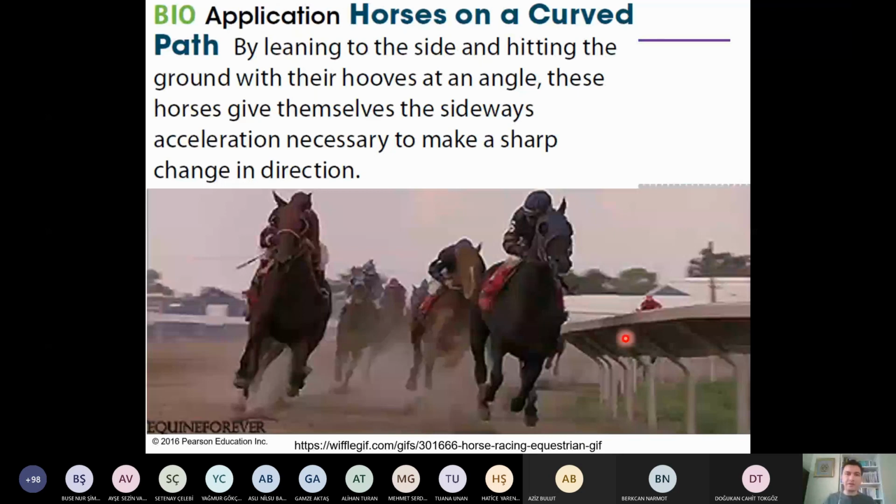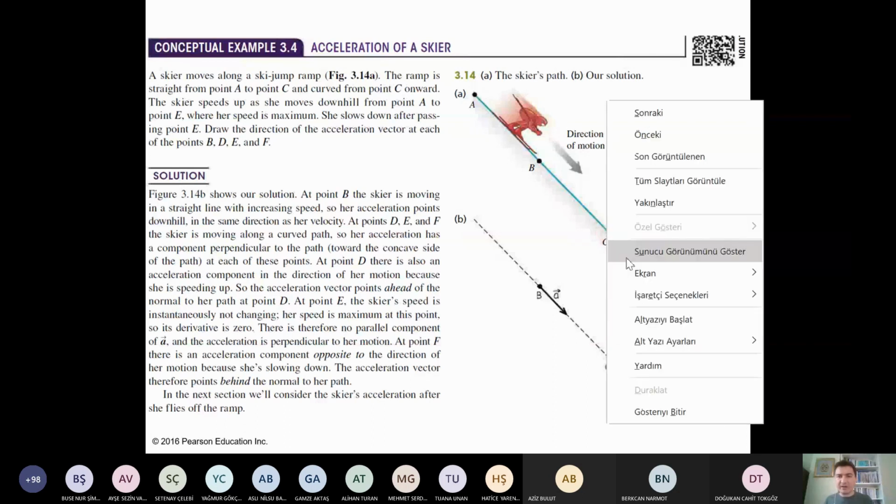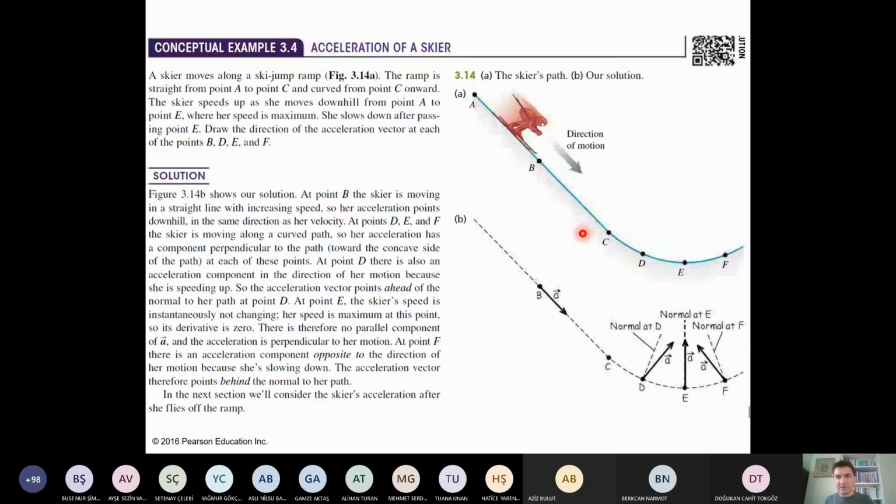Okay, so now let me give you a conceptual example from the book again. Here you see a skier moves along a ski jump ramp. Okay, the ramp is straight from point A to point C. So here point A, point B, and point C. Here we have a straight line. Okay, and starting from C, we have a curved path like this, C, D, E, F, okay, a curved path.